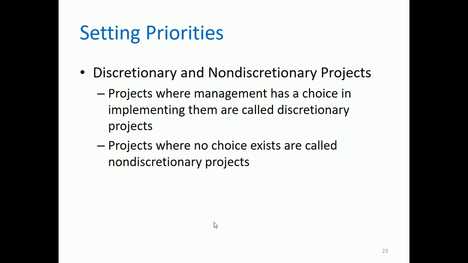Okay, next is we have discretionary and non-discretionary projects. So projects where management has a choice in implementing them are called discretionary projects. That's why the word discretion, meaning they have a choice. They can continue it or not. Then projects where no choice exists are called non-discretionary projects. So these are projects that are mandated by the government that must be done by the company. So that is a non-discretionary project because whether the company likes it or not, they have to create this system because the government has mandated it to do so.